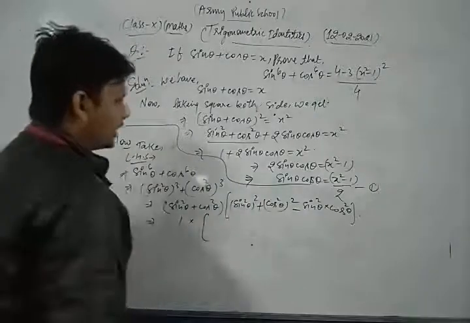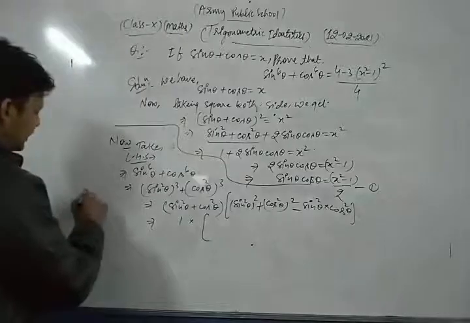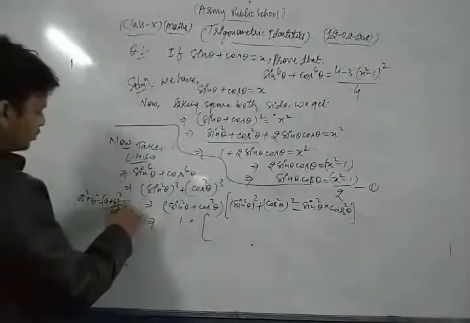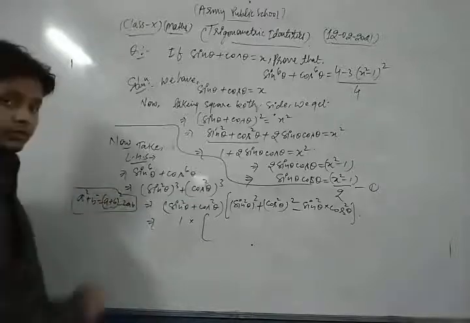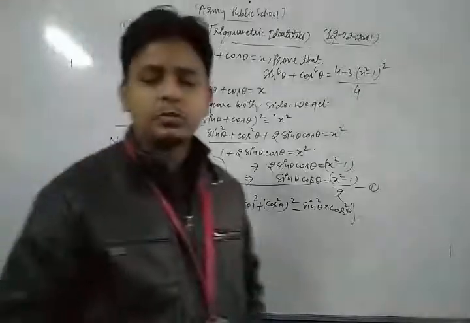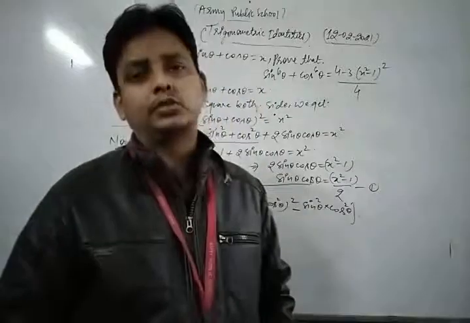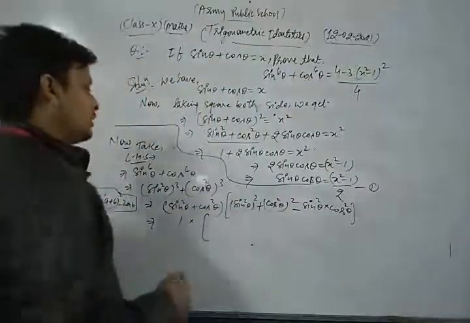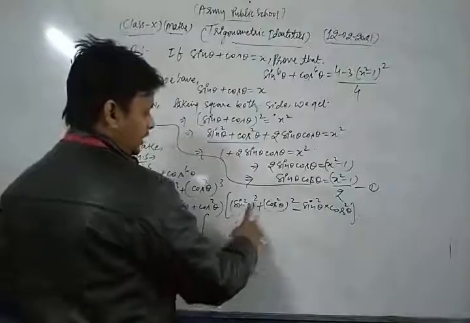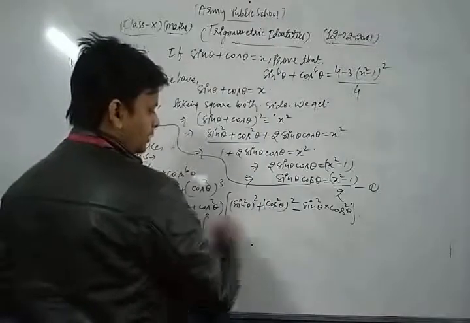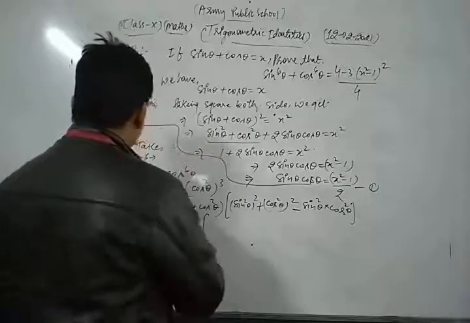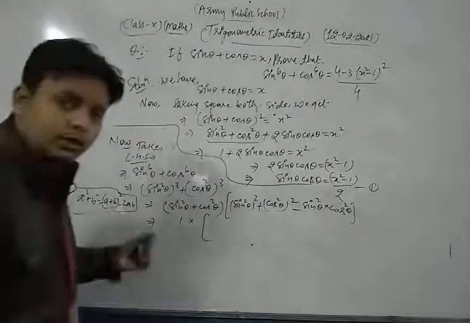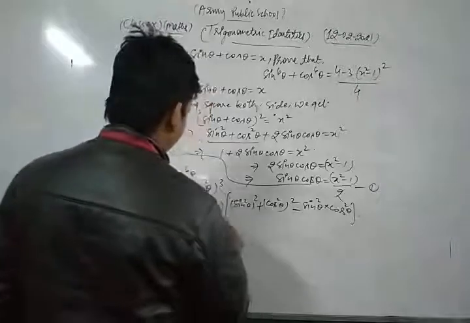Now here we are using the identity. You know that a square plus b square is equal to a plus b whole square minus 2ab. We write it in this way: a square plus b square, we can write as a plus b whole square minus 2ab. So here we use the same identity, with a meaning sin square theta and b meaning cos square theta.